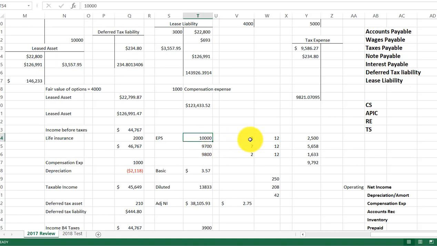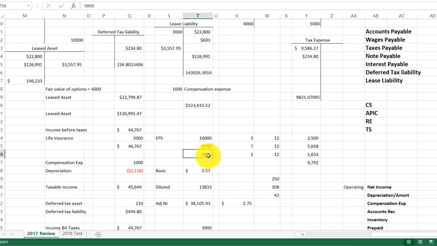We started with 10,000 shares. That's outstanding for 3 months, January, February, March, so there's 12. Okay, so we take 10,000 times 3 divided by 12, get 2,500. Then we bought back 300 shares, and so that means that our number of shares outstanding goes down to 9,700. That was true for April, May, June, July, August, September, 7 months out of the 12. So we multiply it by 7/12 and get 5,658.